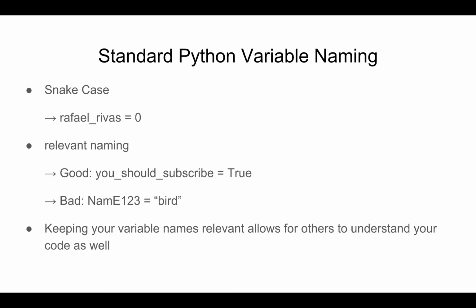Because keeping your variable names relevant allows for others to understand your code as well. And if you wanted to go back a month and look at some old code to reuse, it's so essential to be able to understand it, because if it happened a month ago, you probably forgot what your code does, and good variable names can help clarify it. Whereas not so good variable names will only make you more confused. And so that's just a quick jump into the standard Python variable naming and why all of you guys should really try to practice it and make sure you have good variable names.